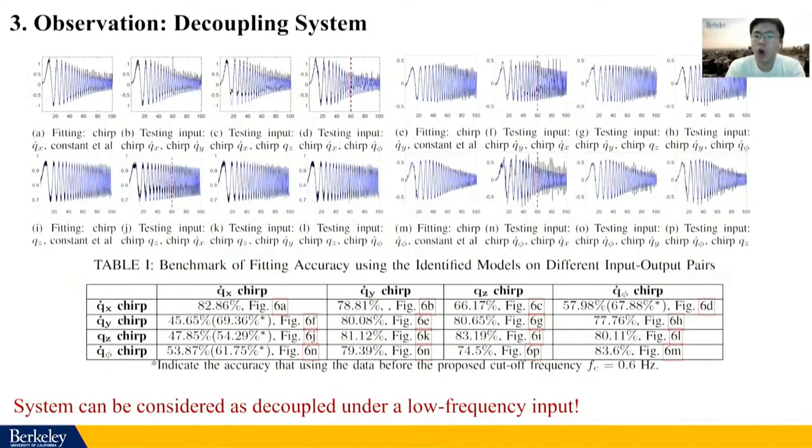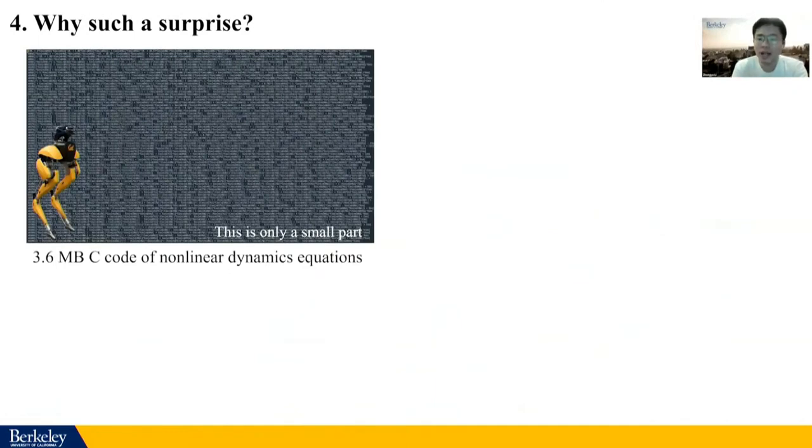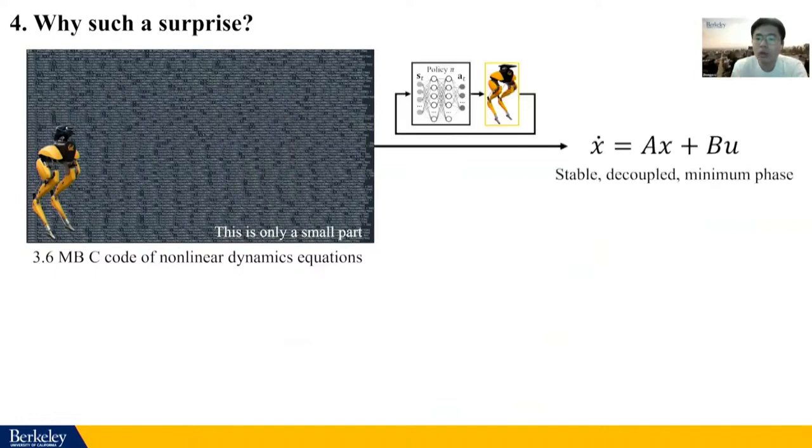This system has 4 inputs and 4 outputs. So we further show that this is decoupled under a low-frequency input. This finding is actually a big surprise, because when we explicitly write down Cavarsi's full-order dynamics, we obtain a huge file. Now, when we use an RL controller, it gives us a simple linear system. It is stable, decoupled, and minimum phase.